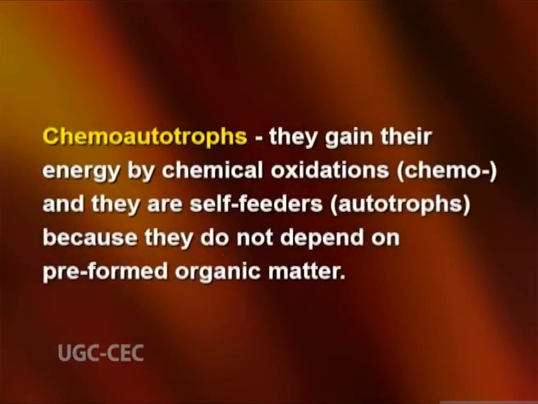They gain their energy by chemical oxidations, that is chemo, and they are self feeders, that is autotrophs, because they do not depend on preformed organic matter. In principle, the oxidation of ammonium by these bacteria is no different from the way in which humans gain energy by oxidizing sugars. Their use of carbon dioxide to produce organic matter is no different in principle from the behavior of plants.